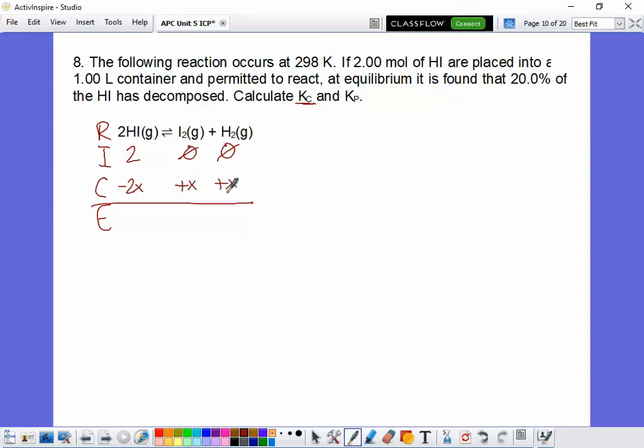Yes? Okay. Why is it 2? Because of the coefficient. Good. All right. What do I do next? You set the bottom equal to 4/5 of 2.